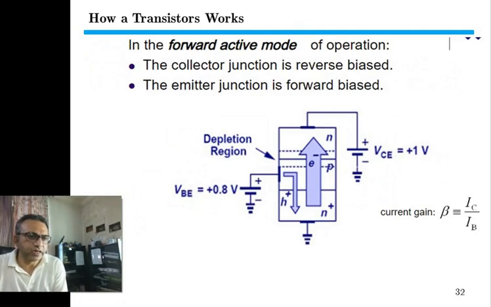And in this slide, it is highlighted that for active mode operation, the collector junction is reverse biased and the emitter junction is forward biased. This is what we have seen.